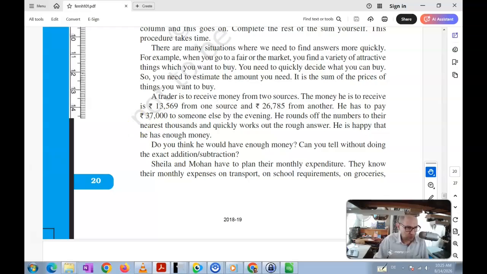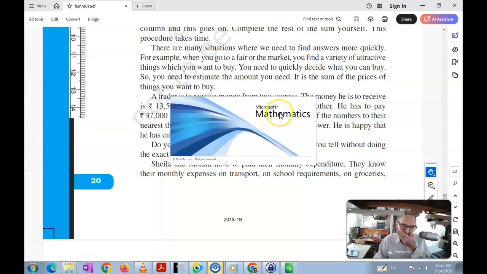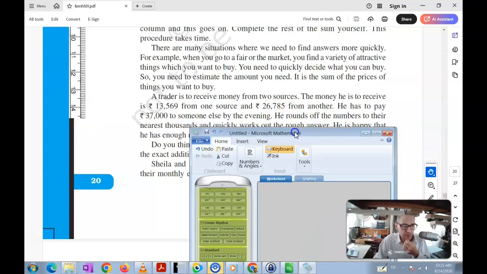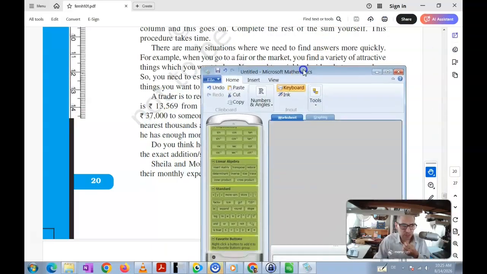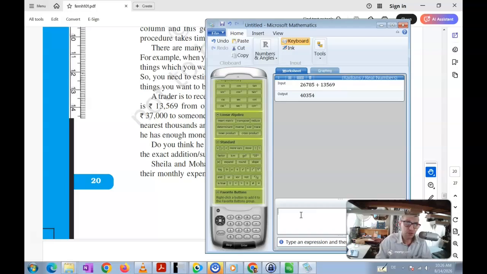And if I do this on a calculator, we have 26,785 plus 13,569. That's 40,354, as we expected. And then you subtract from this amount 37,000 rupees, and what remains is 3,354. So then essentially the trader is good to go.